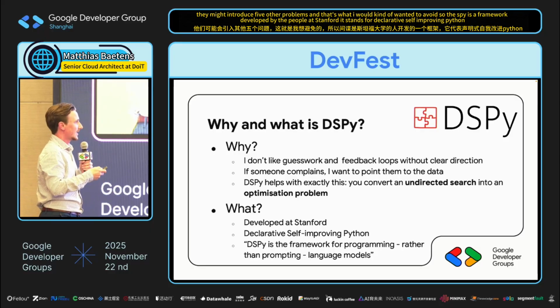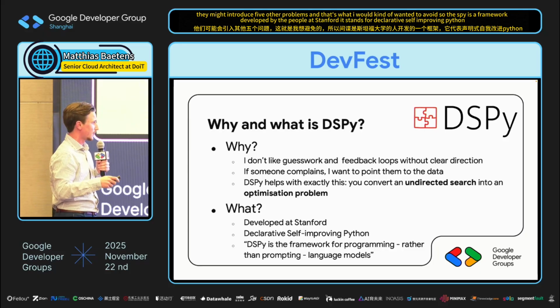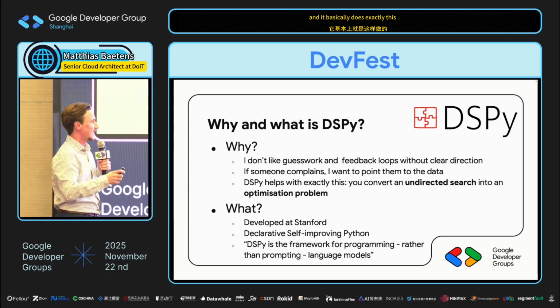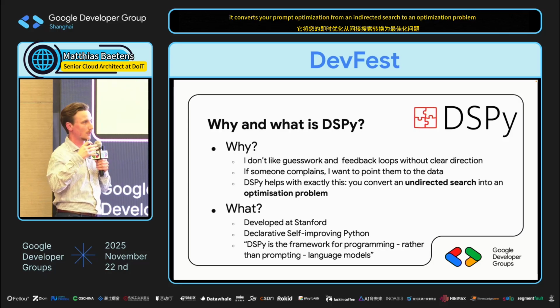So DSPy is a framework developed by the people at Stanford. It stands for Declarative Self-Improving Python. And it basically does exactly this. It converts your prompt optimization from an undirected search to an optimization problem.